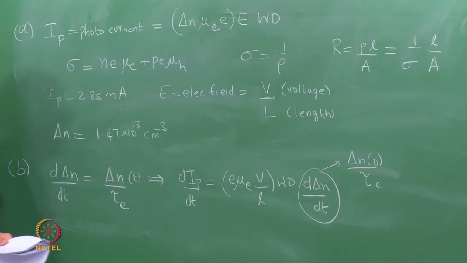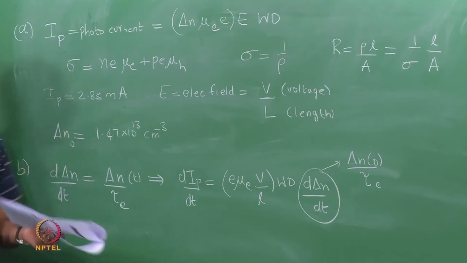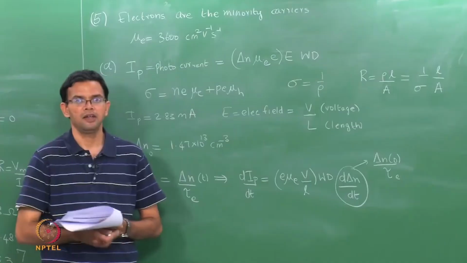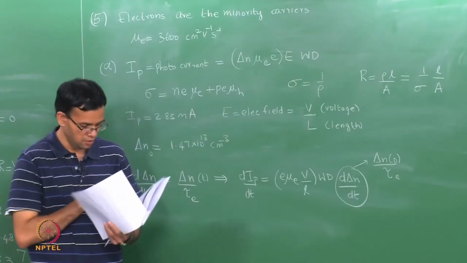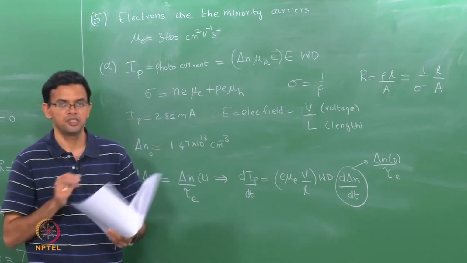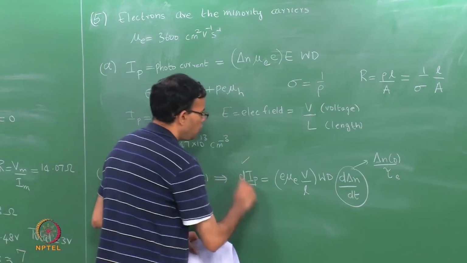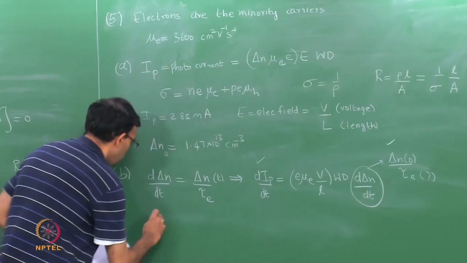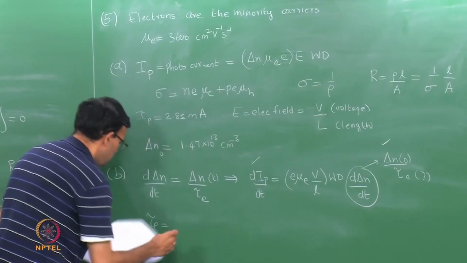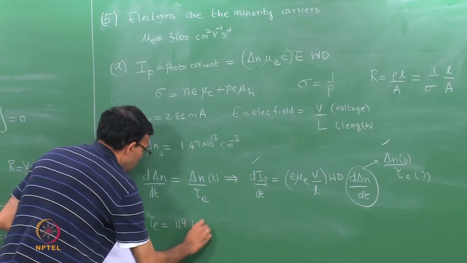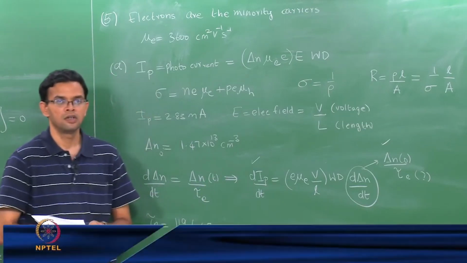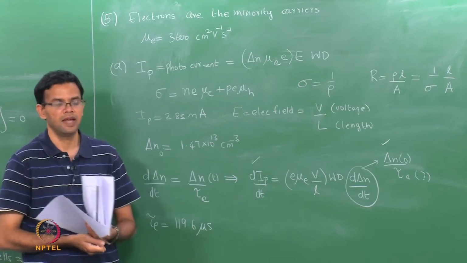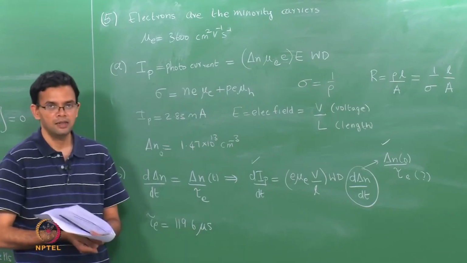d delta n over dt is nothing but delta n at time 0 divided by tau e. Delta n at time 0 is what we calculated in part A. dIp over dt, the rate at which the current falls, is given in the question. This value is 23.6 ampere per second. So, this is known, the only unknown is tau e. So, tau e is essentially 119.6 microseconds.